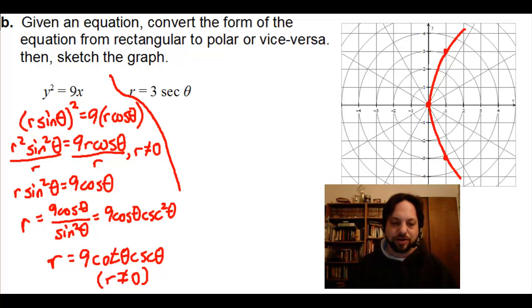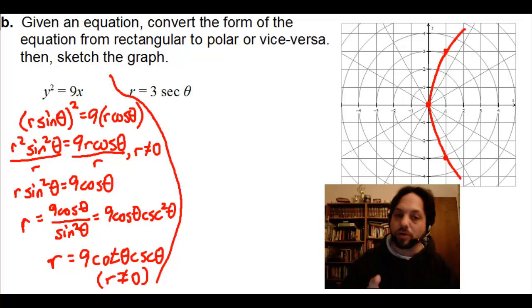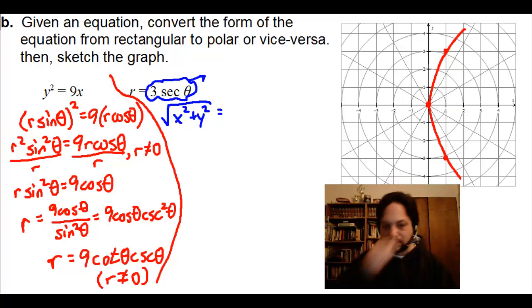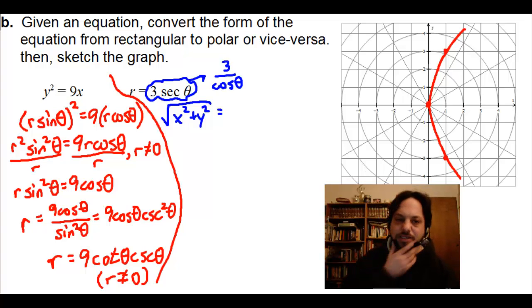Let me draw a little divider here to keep our work separate, because what we're going to do now is convert r equals 3 secant theta. We're going to turn that polar equation into a rectangular equation and see what it looks like. R equals 3 secant theta. So what is r in the rectangular system? If you go back, hopefully you recall that using the Pythagorean theorem, r was just x squared plus y squared square rooted. All right, so that works out. If I write this right here, let's see if I could write this as 3 over cosine theta. Would that make any sense?